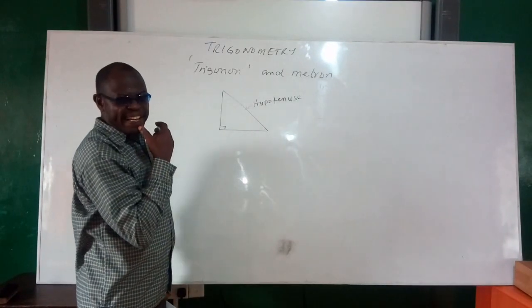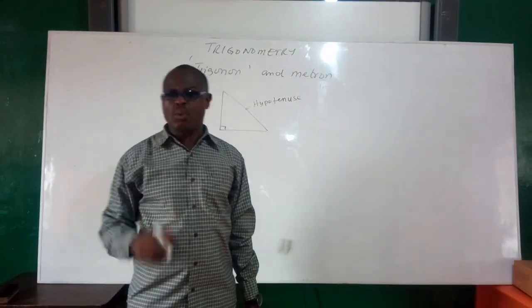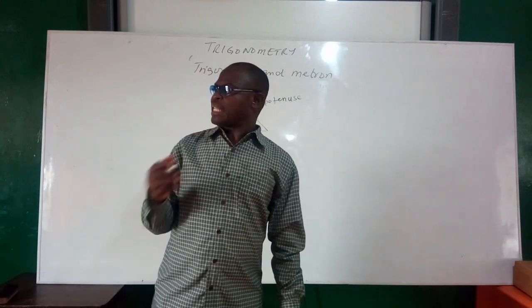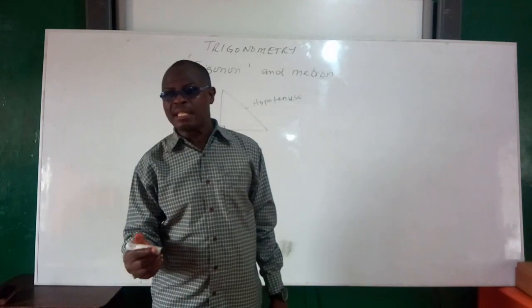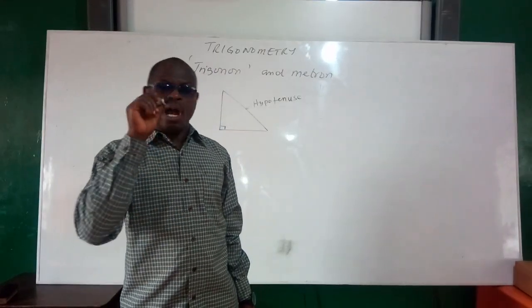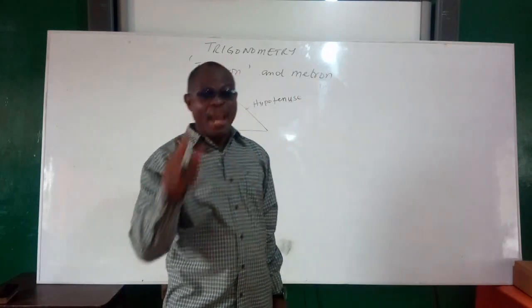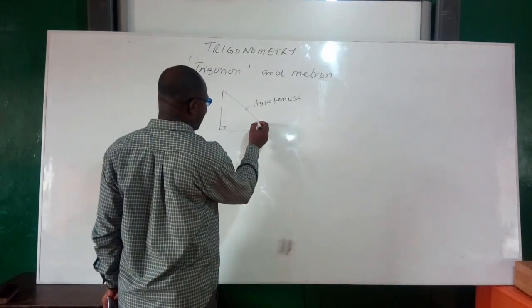What name is given to this side? Whoever makes an attempt at answering will get it wrong, because after naming the longest side as the hypotenuse, the other two sides cannot be named. The reason is very simple. Unless the angle is marked, we can't name the other two sides. So let's mark the angle. Let's put theta here.